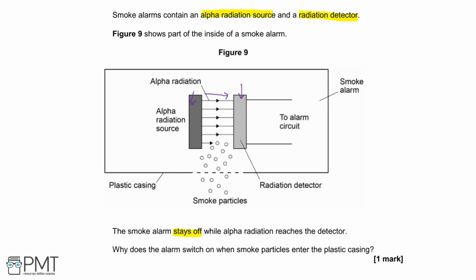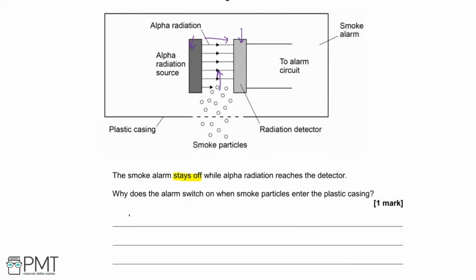However, what happens when we have smoke is that this interferes with the radiation. This means that the alpha radiation is absorbed by the smoke particles, and therefore not enough alpha radiation reaches the detector for the count rate to stay high enough for the alarm circuit to not sound. Therefore, the alarm will switch on because the count rate has decreased to a certain level. Therefore, our answer for 1 mark is to say that the alpha radiation is absorbed by the smoke particles.